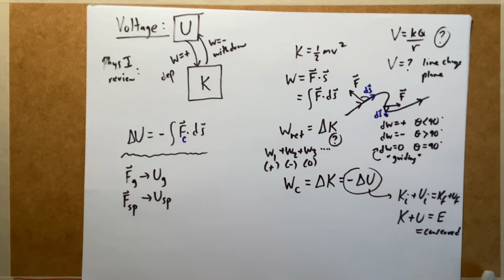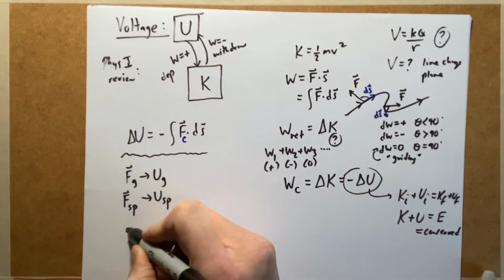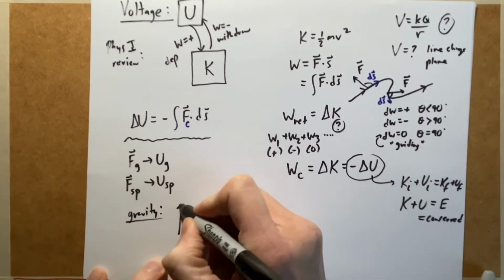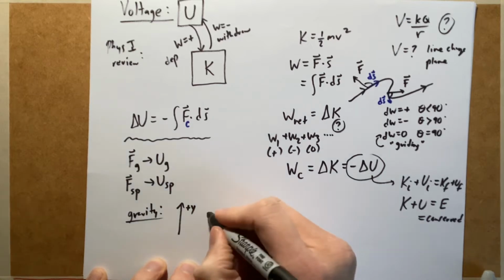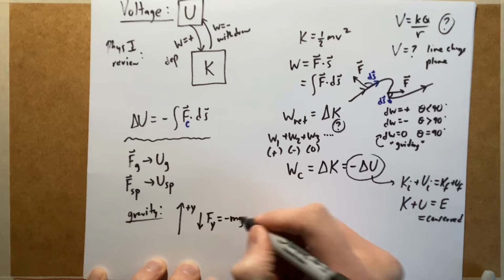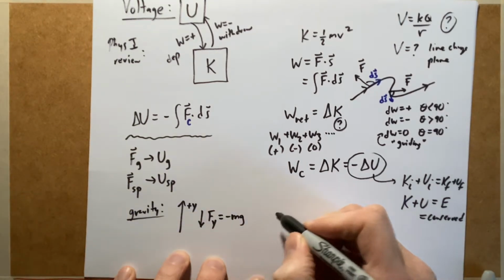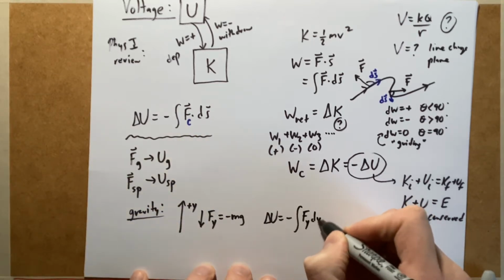So let me go ahead and start with the easiest one, gravity. So gravity, let's set the plus y direction to be upward. And so the force of gravity, of course, pointing downward, has a y component of minus mg. And we'll throw it into this formula. Delta U equals minus, and we don't need the dot product here, this is one-dimensional, integral of F_y dy.